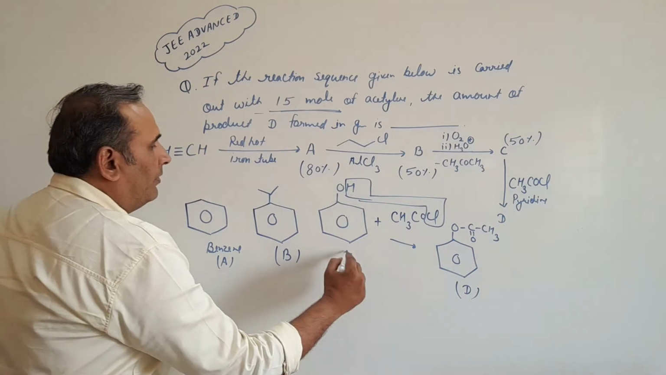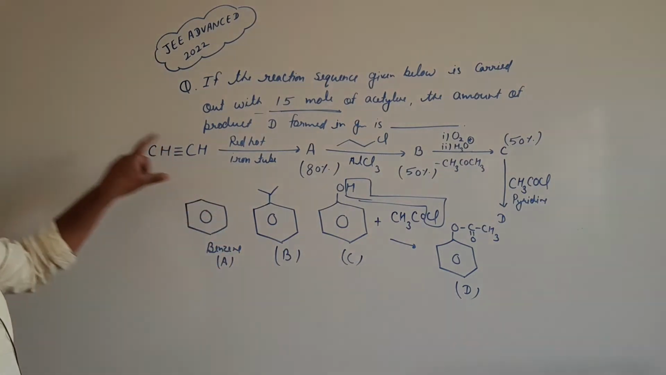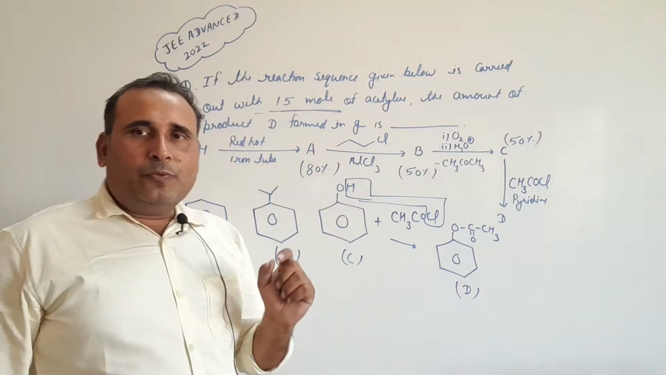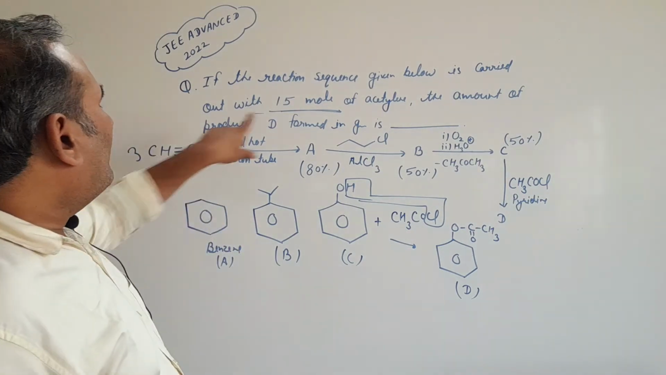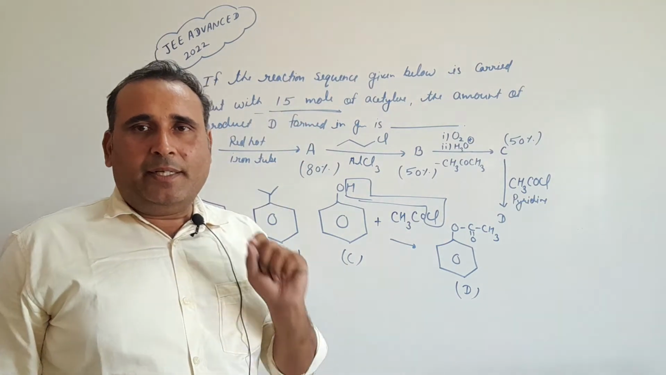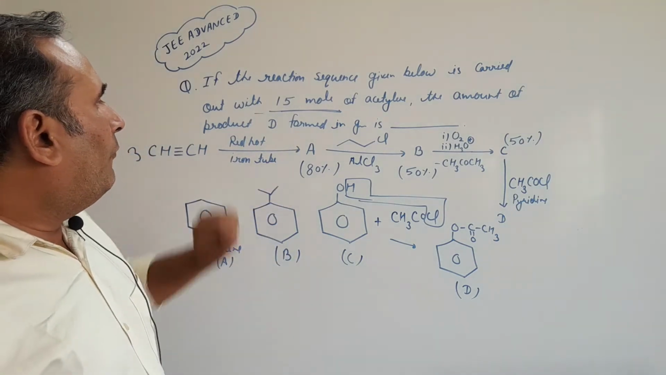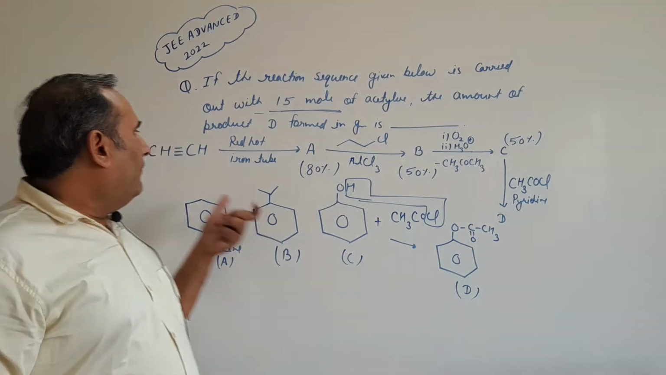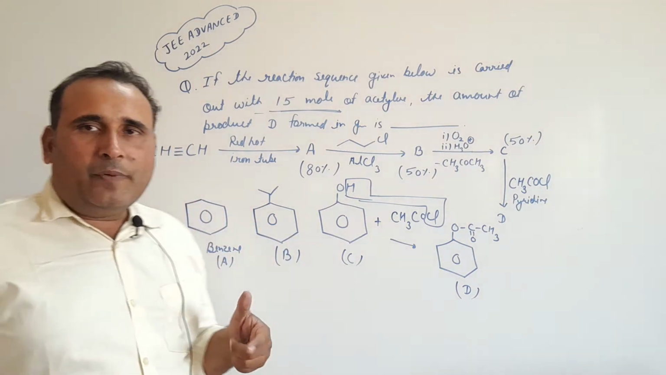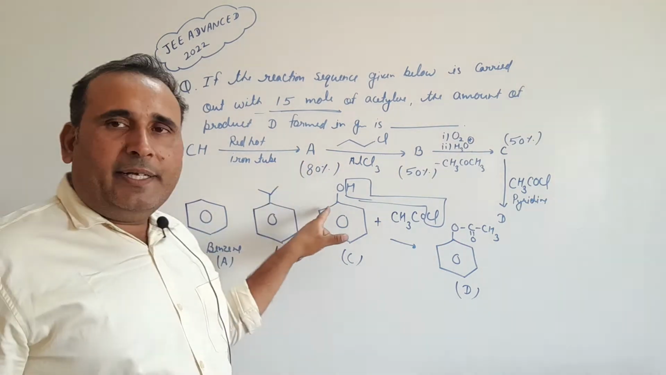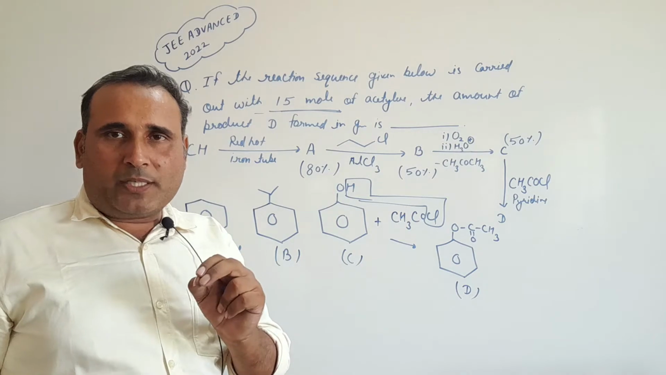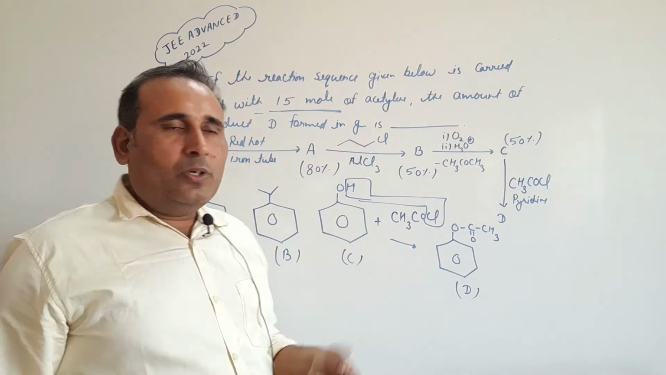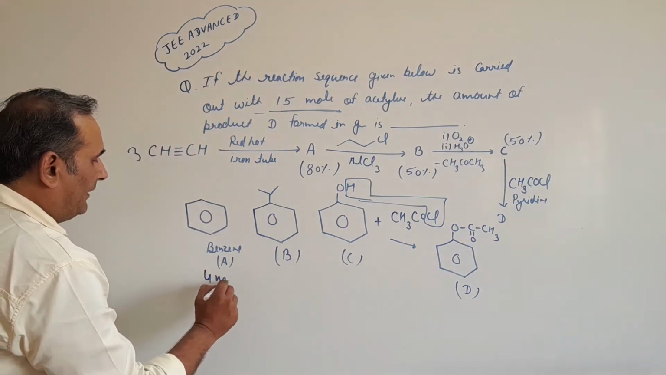Now let's see the yield. We know that 3 moles of acetylene are capable of forming 1 mole of benzene. Because we are taking 15 moles of acetylene, we should get 5 moles of A, that is, 5 moles of benzene. But because the yield is 80%, we get only 80% of 5, which is 4. So we will get 4 moles of benzene.